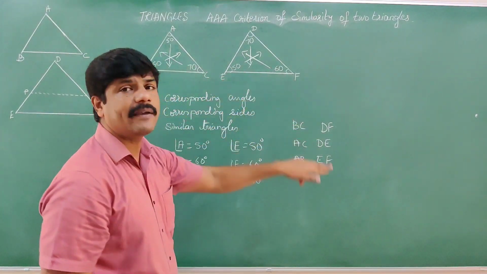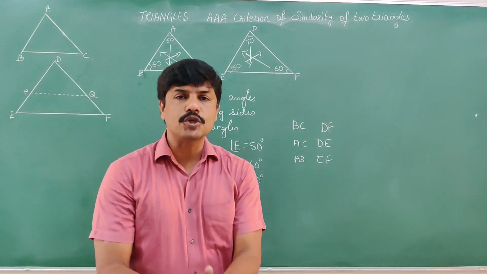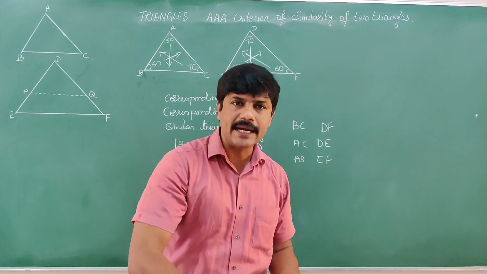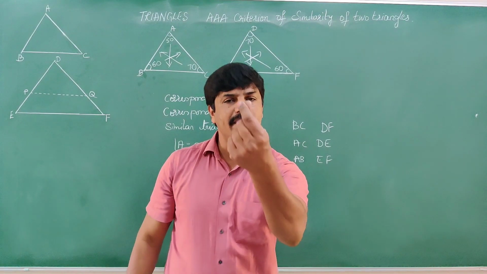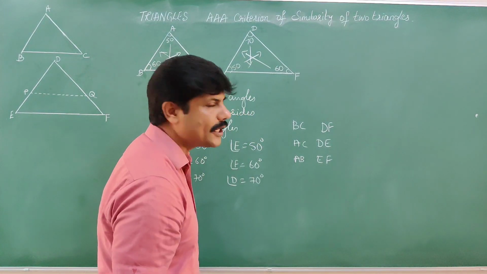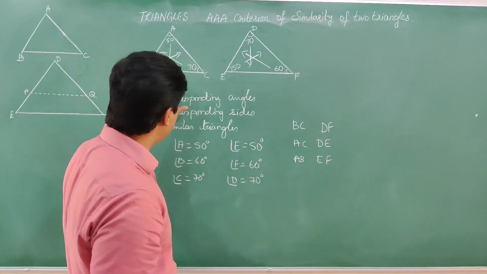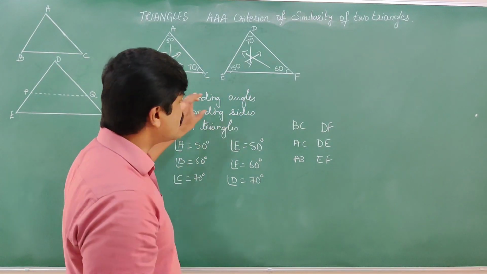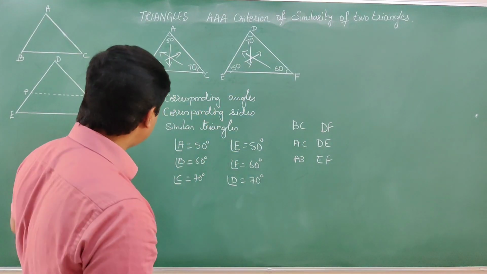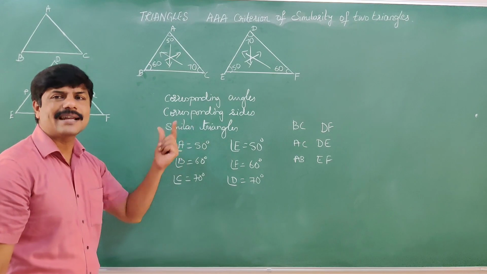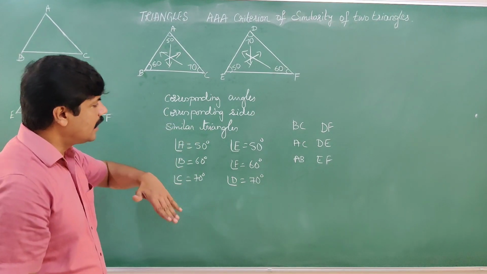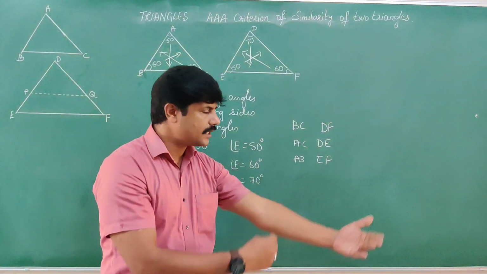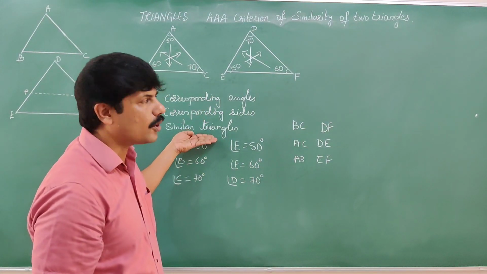But both should be equiangular. Both the triangles should be equiangular. Corresponding sides we can take only when the two triangles are equiangular triangles. Got it, children? Now you can know what are corresponding angles and what are corresponding sides. Now we will see what are similar triangles. Very important, similar triangles, because in various theorems, next, this similar triangles concept is very important.